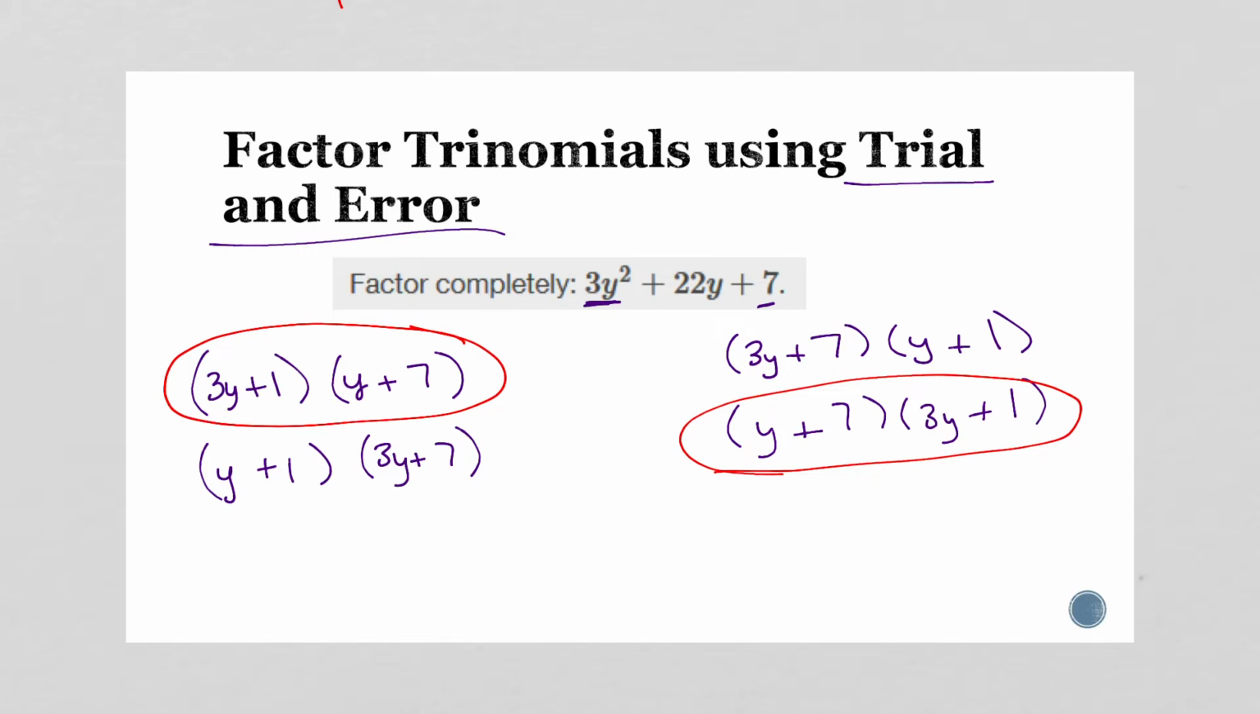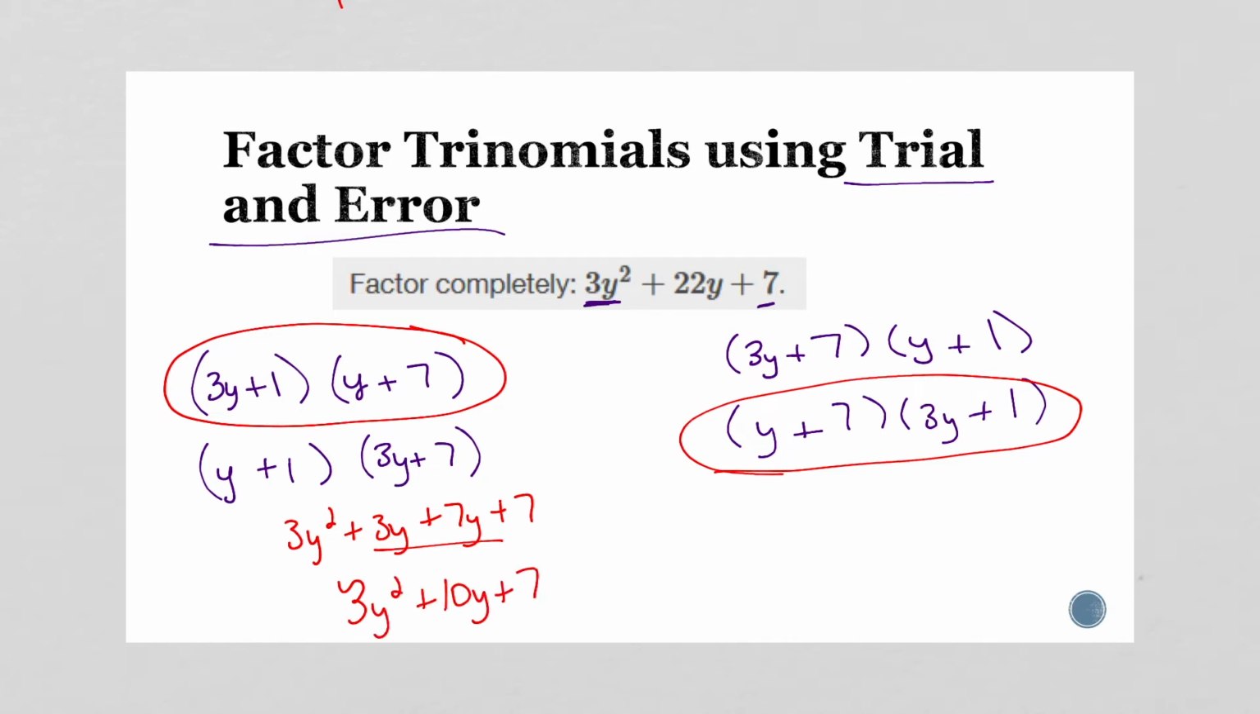But what I want to show you is why this one right here does not work, okay? So y times 3y, yes, is 3y squared. 1 times 3y is 3y, and then also y times 7 is 7y, and then you've got 1 times 7, which is 7. And then whenever you add these together, oops.